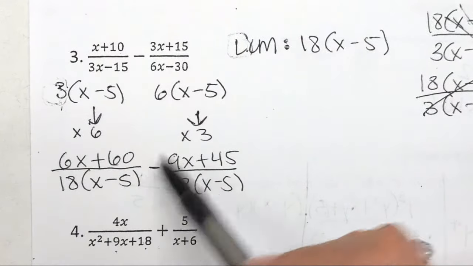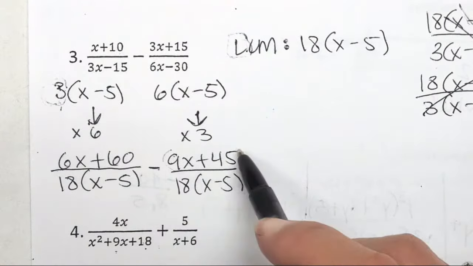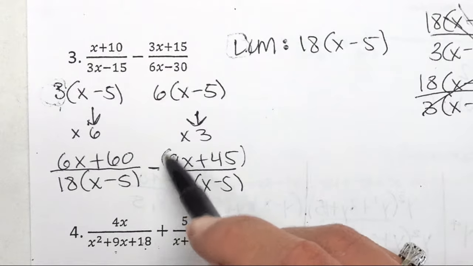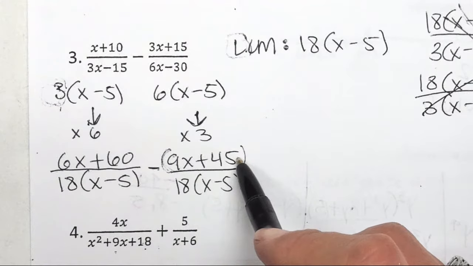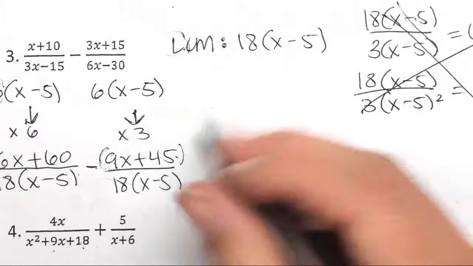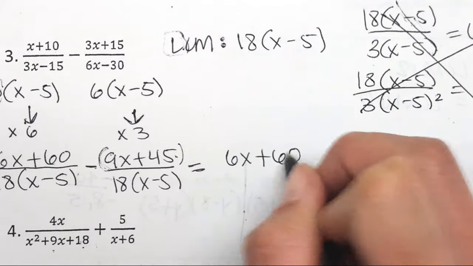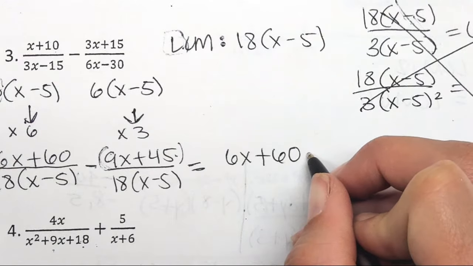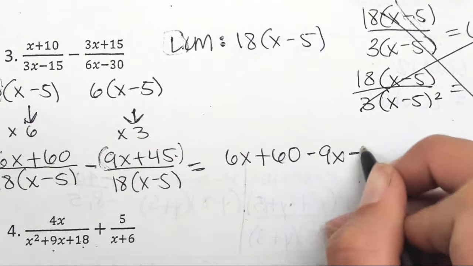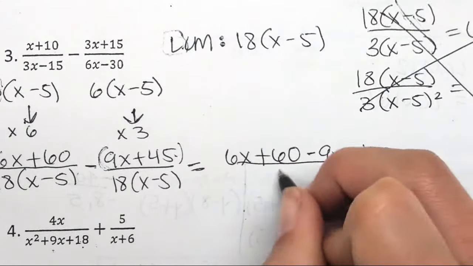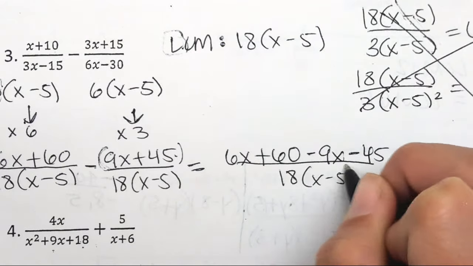Alright, and don't forget this says minus this entire thing up here. So what's going to happen to both of these? Yeah, the signs are going to change. So let's write it all together. This is 6x plus 60. What else? Minus. Good. All over 18 times x minus 5.